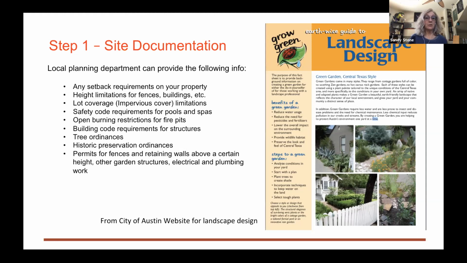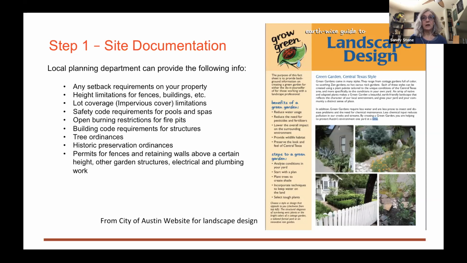The city of Austin has a really great website, and you're able to get on there and look at a lot of things. If there are any setback requirements on your property, that'll be based on your zoning. So you'll need to check your zoning so you know what that is. And there are height limitations for fences and buildings in different zoning areas. So you'll need to check on that. You don't want to end up building an 8-foot tall fence only to find out that you can only build a 6-foot tall fence. Another important thing is impervious cover.